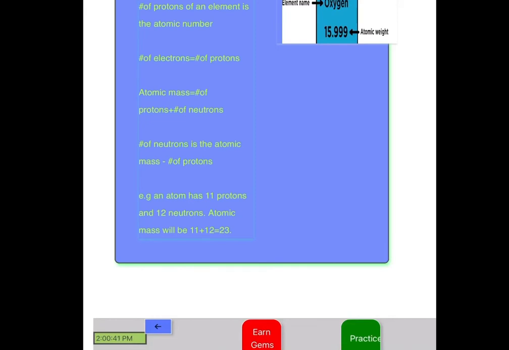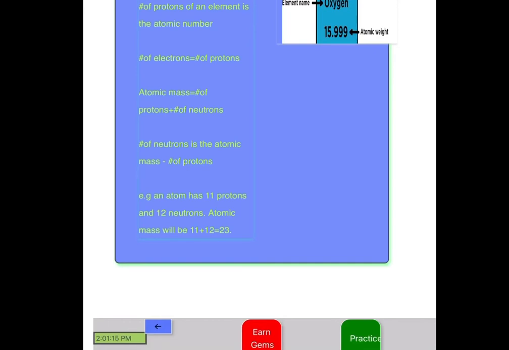So the number of the protons of an element is the atomic number. So every atom has a different amount of protons. And to find that out, all we have to do is look at the atomic number on the top. For oxygen, it has an atomic number of 8, so that means one oxygen atom has 8 protons. And the next rule is that the number of electrons is equal to the number of protons, so they're always the same. And if oxygen has 8 protons, that means it should have 8 electrons.